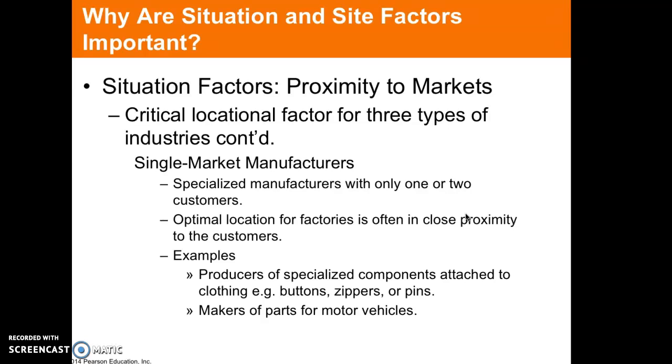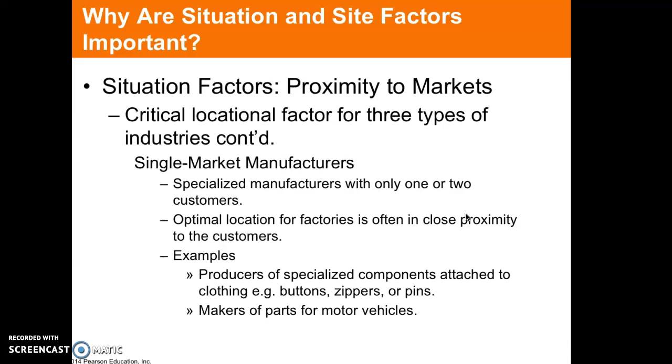If you are a single market manufacturer, which means you are highly specialized, you don't have many customers, you're going to want to locate yourself near those customers. So examples might be the people who make zippers. If you are a zipper making corporation, you're going to locate your factories near other textile and clothing factories.